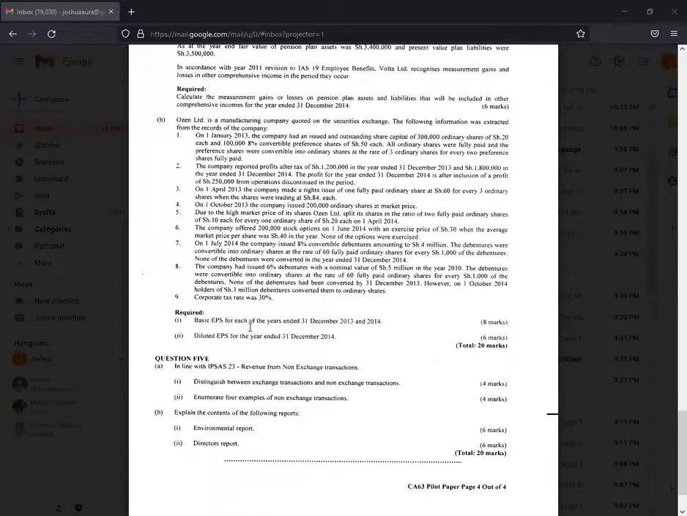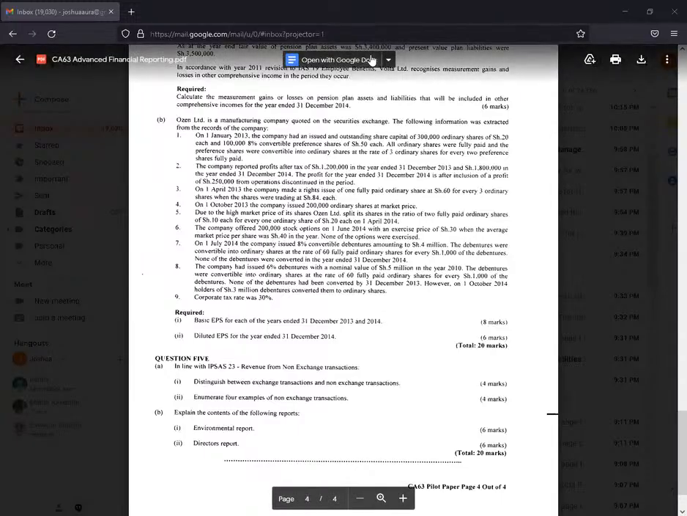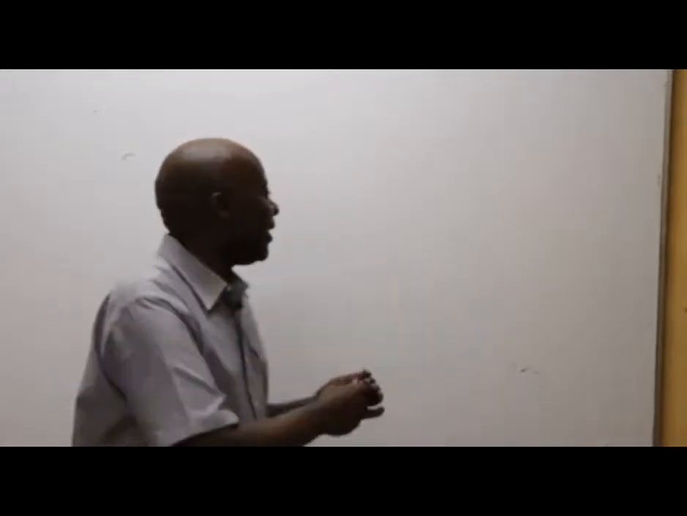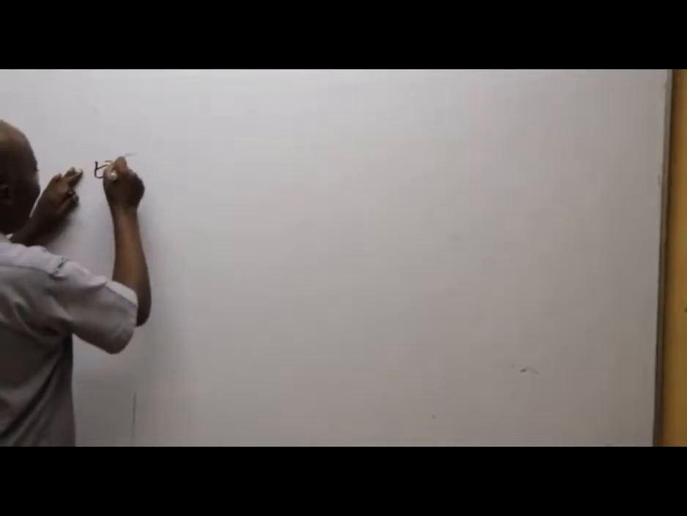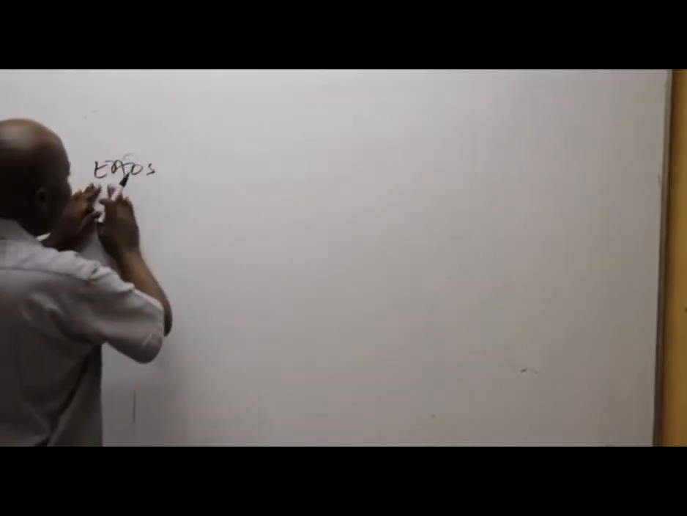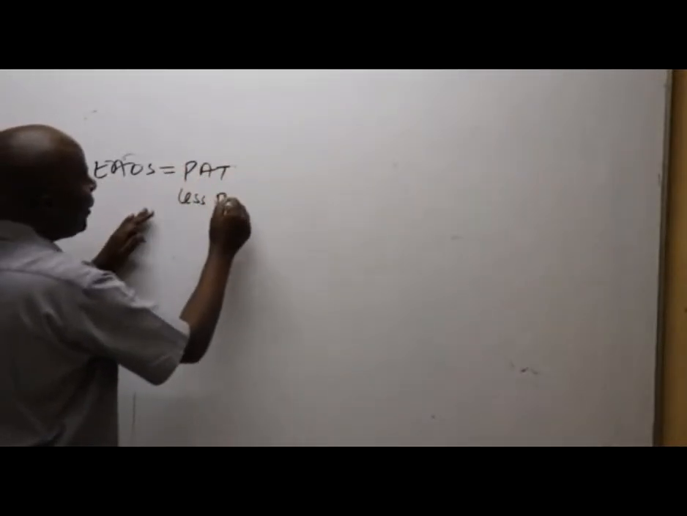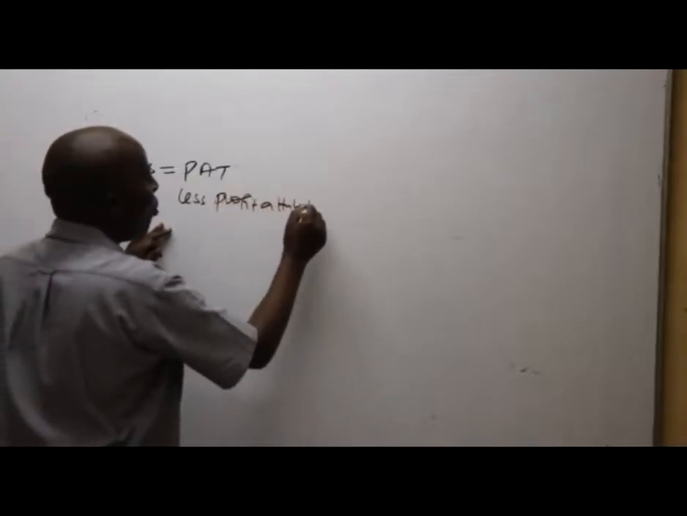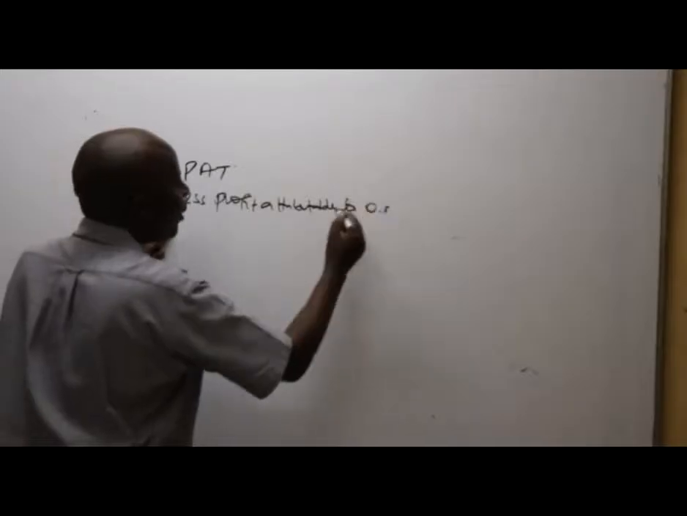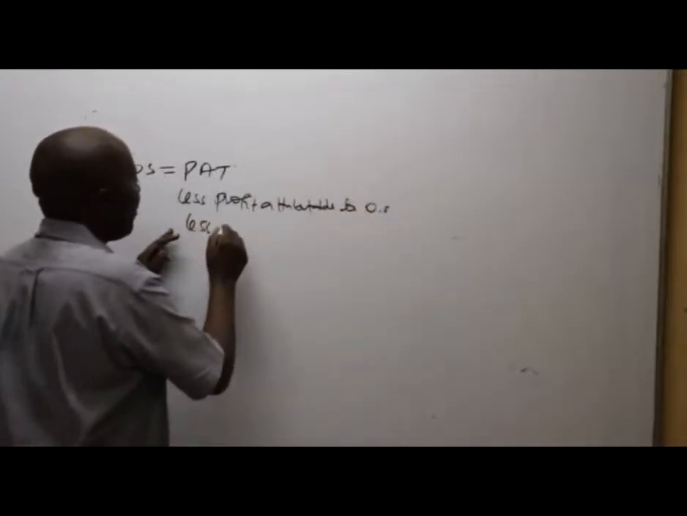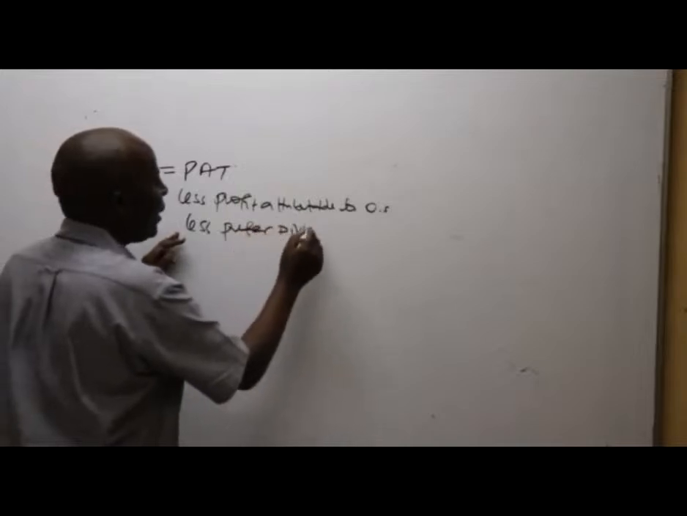They want me to give them basic EPS for each of the years ended 31st December 2013 and 2014. So low-hanging fruits, I can see three of them. Number 1, I can see the rights issue. Number 2, the EROs, which we have said are earnings attributable to ordinary shareholders. Take the profit attributable to ordinary shareholders, less preference dividends. Very easy.